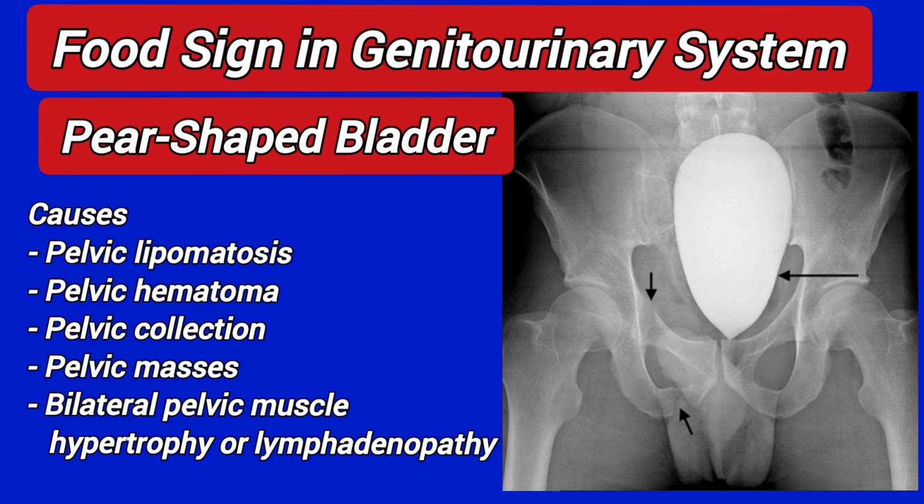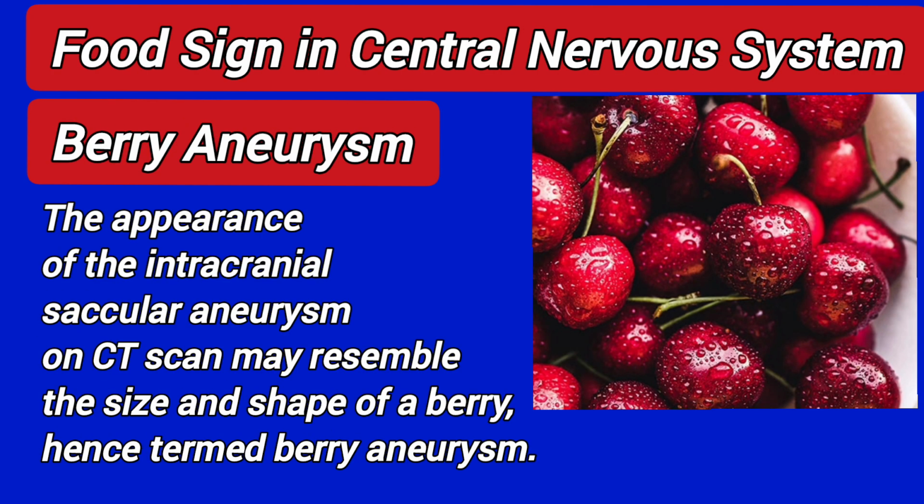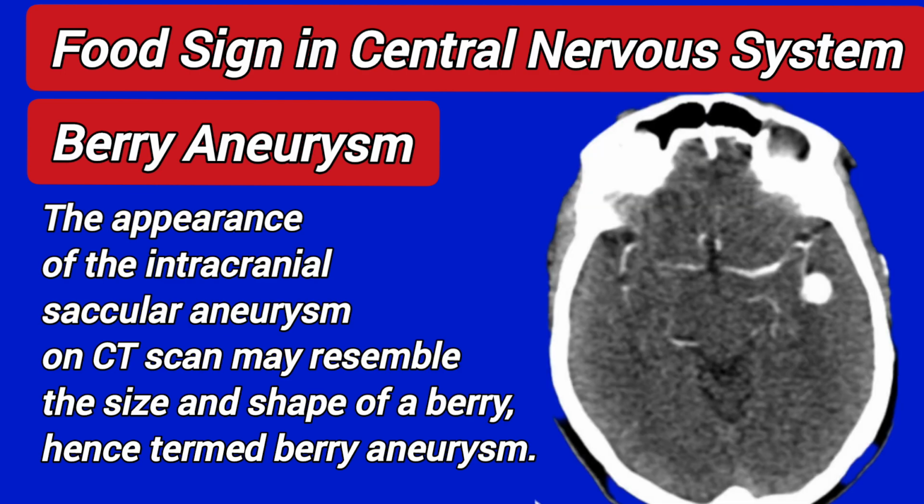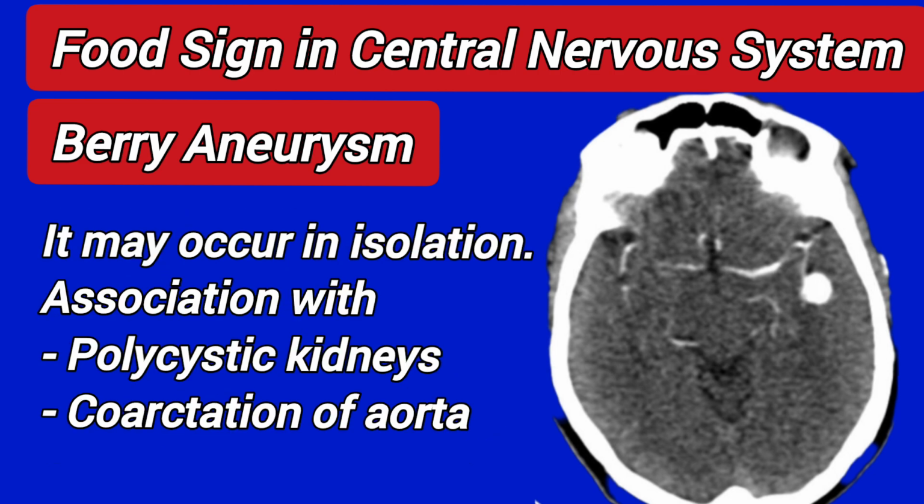Berry aneurysm. The appearance of the intracranial saccular aneurysm on CT scan may resemble the size and shape of a berry, hence termed berry aneurysm. It may occur in isolation or in association with polycystic kidneys or coarctation of aorta.